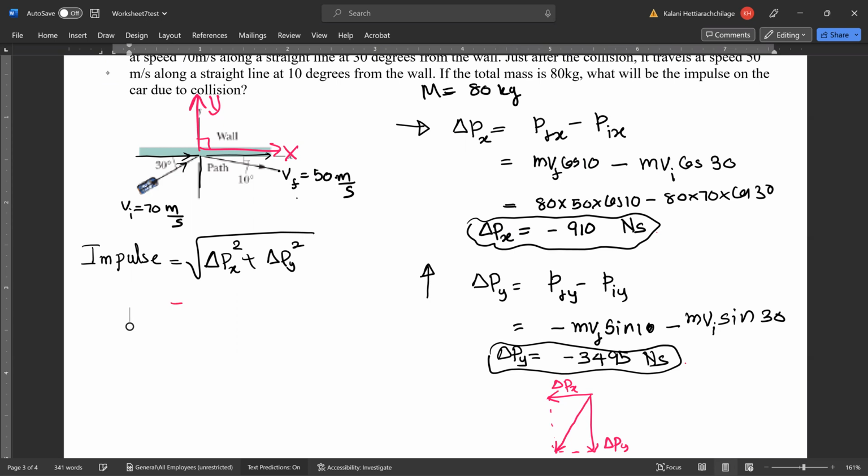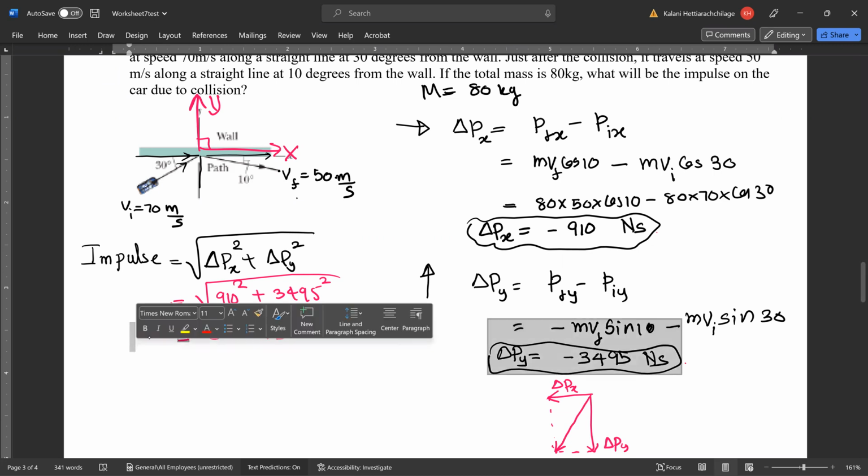Okay, let's calculate it first. We have 910 squared plus 3495 squared, and square root, and I have impulse equal to around 3600 Newton second. I'm going to use the symbol J for that.